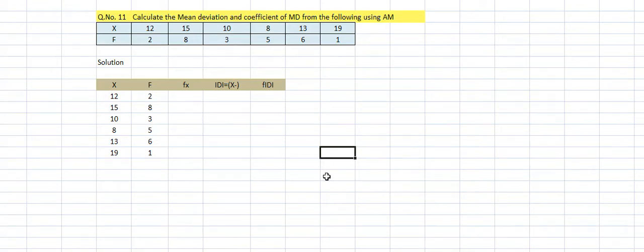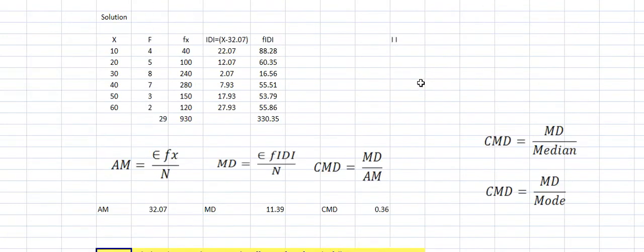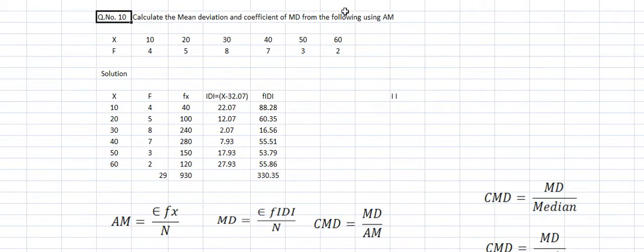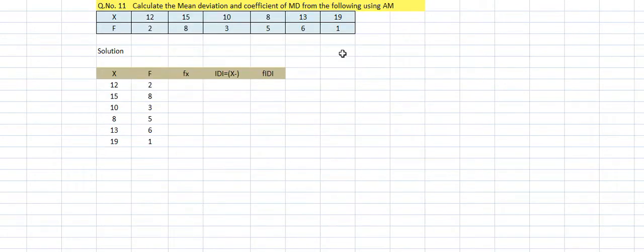Hello, good morning everyone. Solution of question number 11. Calculate the mean deviation and coefficient of mean deviation from the following using arithmetic mean. As we saw yesterday, this problem is also based on arithmetic mean. So I will give you one more example for the same, mean deviation and coefficient of mean deviation based on arithmetic mean. What you have to find?